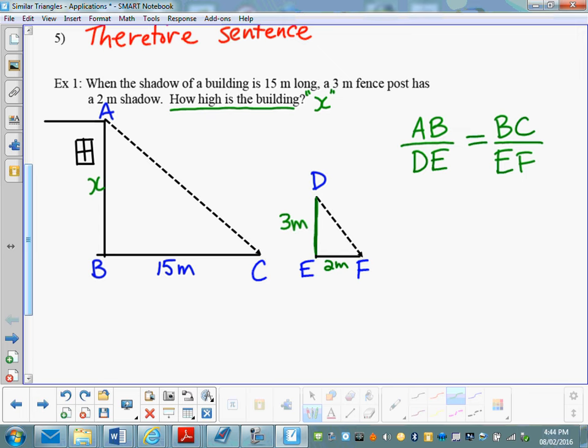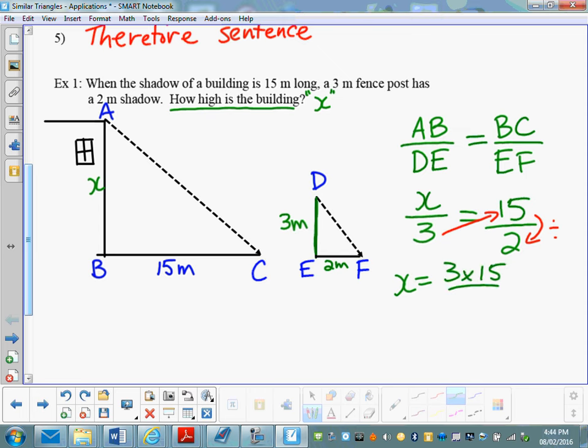Now I'm going to do the substitute part. So AB is X. DE is 3. BC is 15. And EF is 2. So to solve for X, remember we're going to cross multiply and then divide. So 3 times 15 divided by 2, and I get X is equal to 22.5 meters.